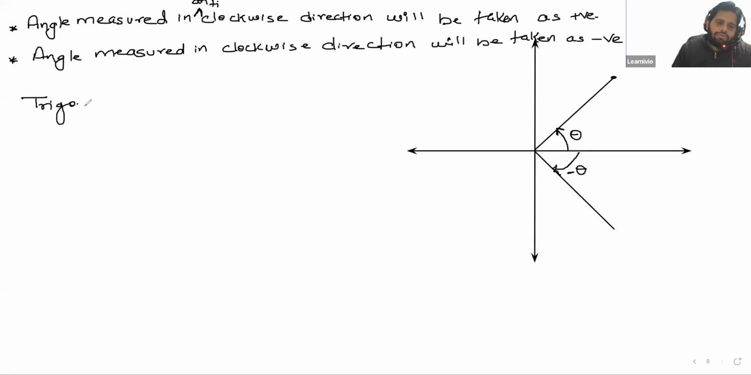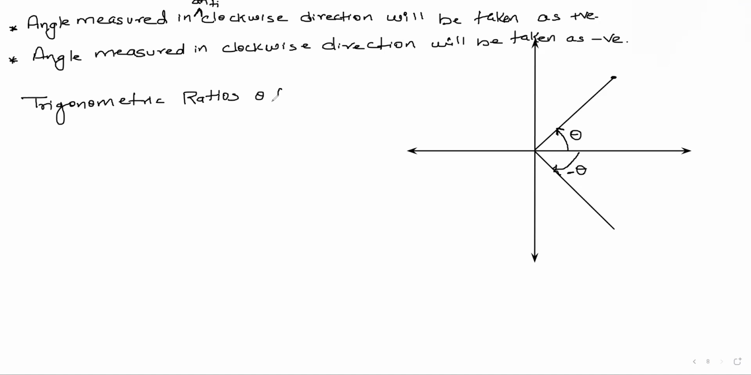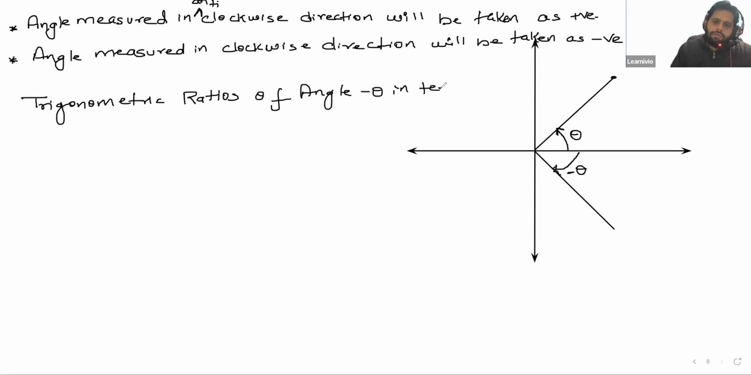Next is trigonometric ratios of angle minus theta in terms of theta. Now suppose we have this point, whose coordinate is x comma y. As this is in the fourth quadrant, this coordinate will be x comma minus y.